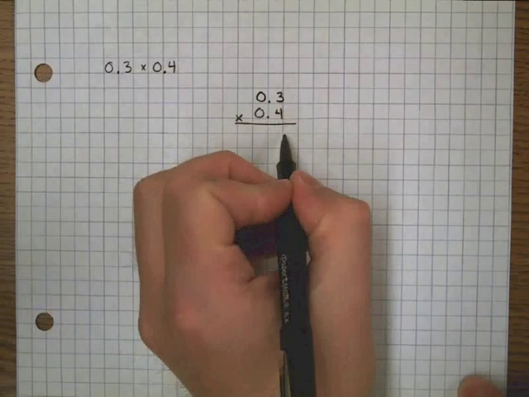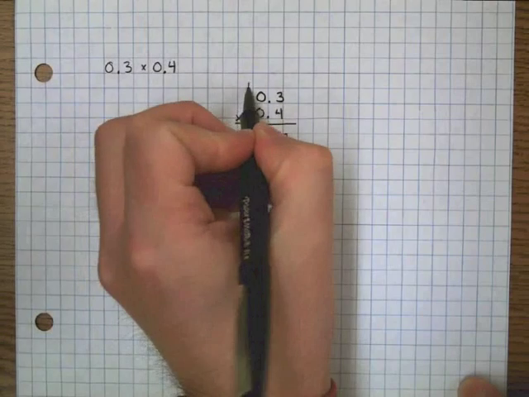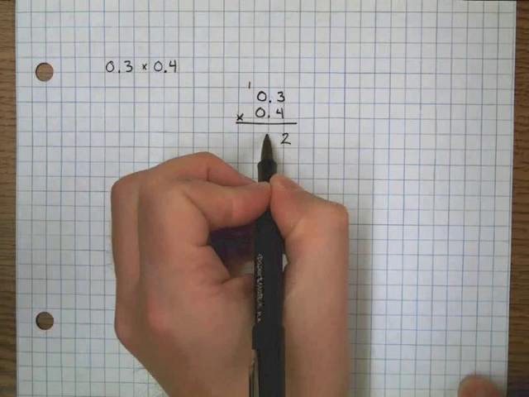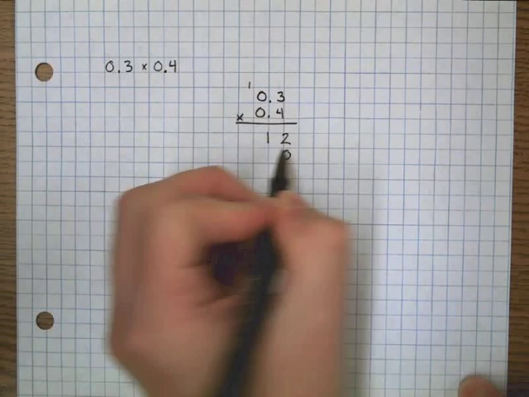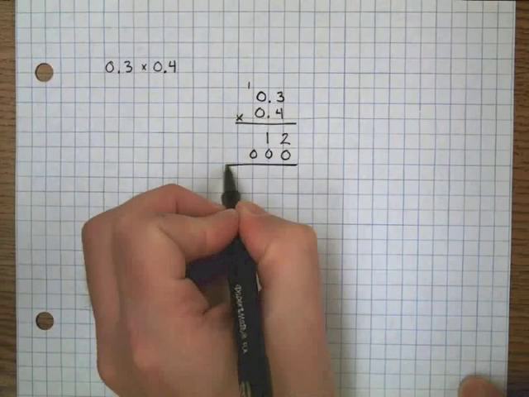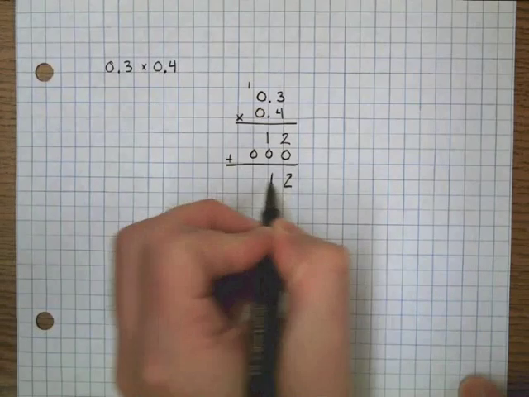So 3 times 4 is 12. That 1 comes up. 4 times 0 is 0, plus 1 is 1. 0. 0 times 3 is 0. 0 times 0 is 0. I'm going to add all that up. 2, 1, 0.